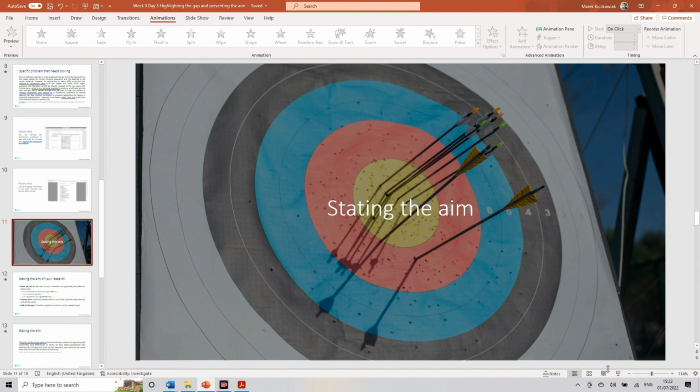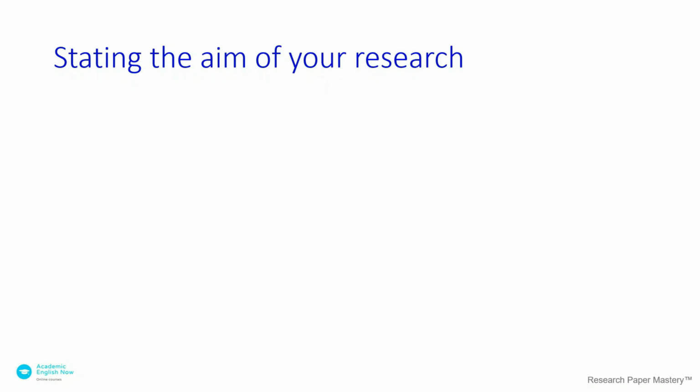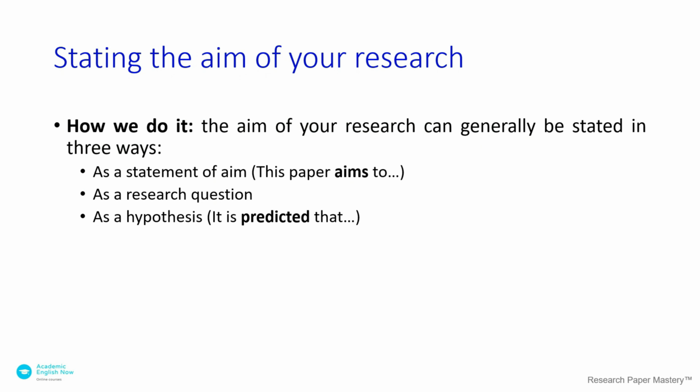So now that you've got the research gap written out, that's when it's time for your main character to enter the story, right? And that's where you're going to wrap up the story of the introduction before we move on to the methodology, right? And this is stating the aim of your paper. Now, there are three ways in which you can state the aim of your paper.